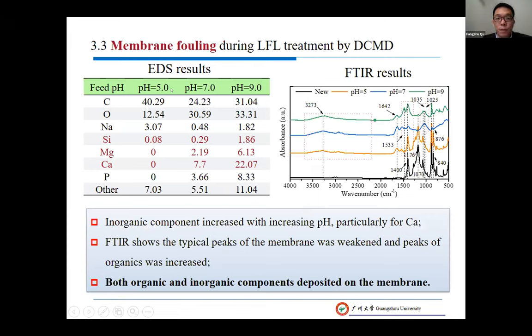On this page, we see the EDS results and FTIR results. From the EDS results, we can find the signals of the inorganic elements increase with increasing pH. And from the FTIR results, we find that the typical peaks of the membrane were weakened, but the peaks of organics increased. From this result, we can conclude that both organic and inorganic components have deposited on the membrane.